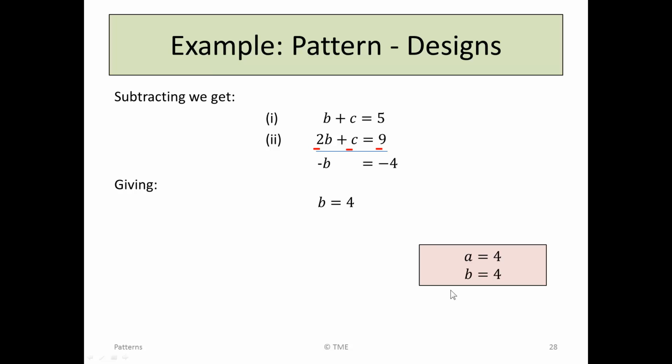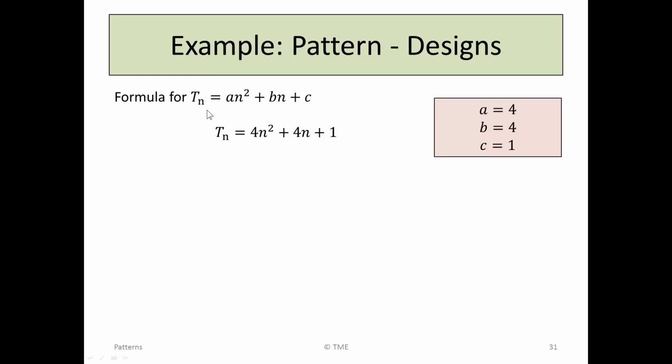So we're now in a position that we know the value of a, which we had as 4, and the value of b, which is now 4. So from the first equation, b plus c is 5, but we know b, so 4 plus c is 5, so c must be 1, or 5 minus 4, which is 1. So we now have the three values a, b, and c.